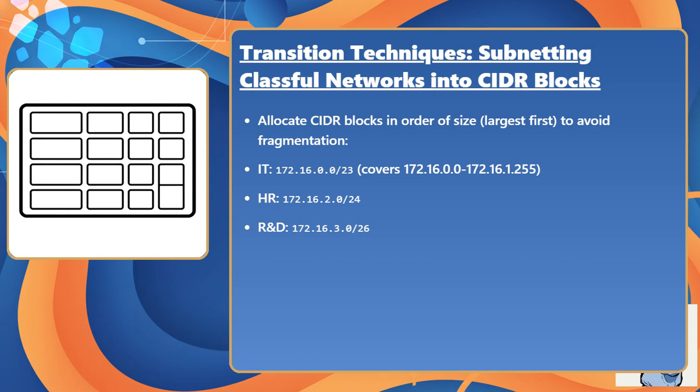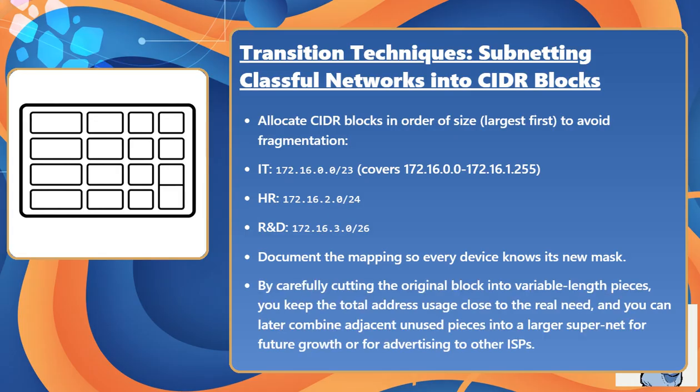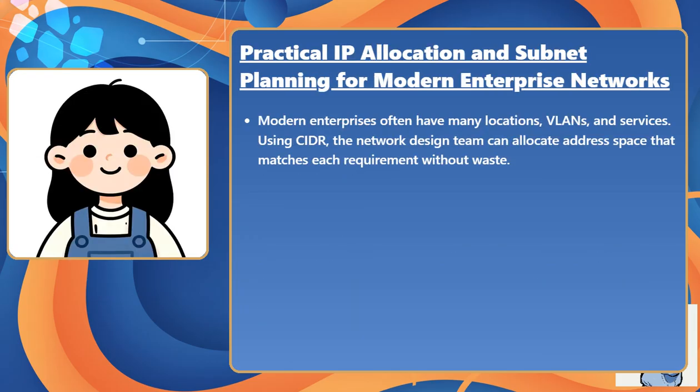IT: 172.16.0.0/23 covers 172.16.0.0 to 172.16.1.255. HR: 172.16.2.0/24. R&D: 172.16.3.0/26. Document the mapping so every device knows its new mask. By carefully cutting the original block into variable length pieces, you keep the total address usage close to the real need, and you can later combine adjacent unused pieces into a larger supernet for future growth, or for advertising to other ISPs. Modern enterprises often have many locations, VLANs, and services.